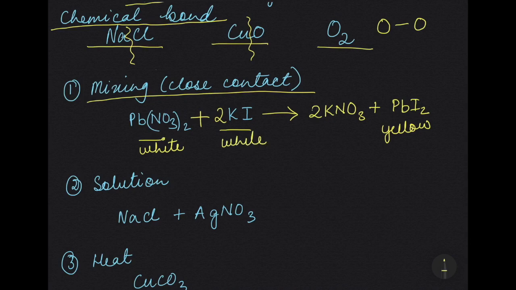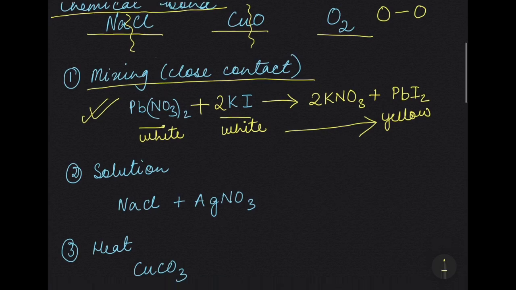That means sometimes in the question paper you may be asked to write down an equation between two white compounds which give a yellow product. So you will be writing down this reaction. That is how equations come in chemistry.